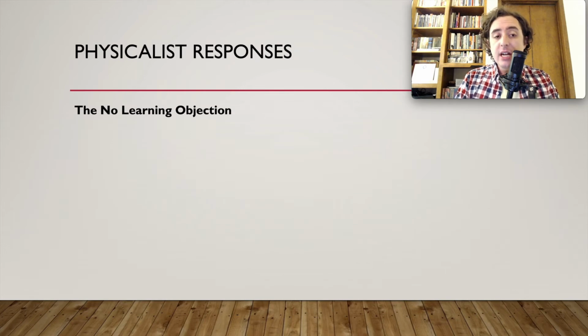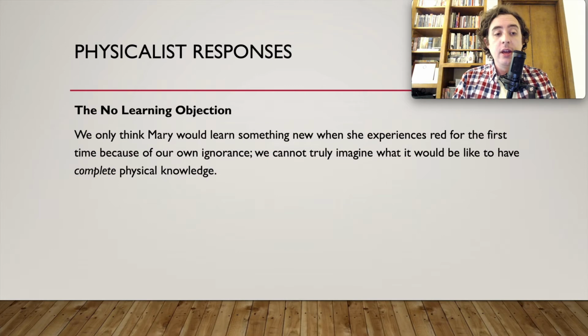The first kind of response is what we can call the no learning objection. This kind of response says, we only think Mary would learn something new when she experiences red for the first time because of our own ignorance. We can't truly imagine what it would be like to have complete physical knowledge. And so we don't have good reason to believe that that second premise is true. We don't have any good reason to believe that when Mary leaves her room, she would actually learn anything.